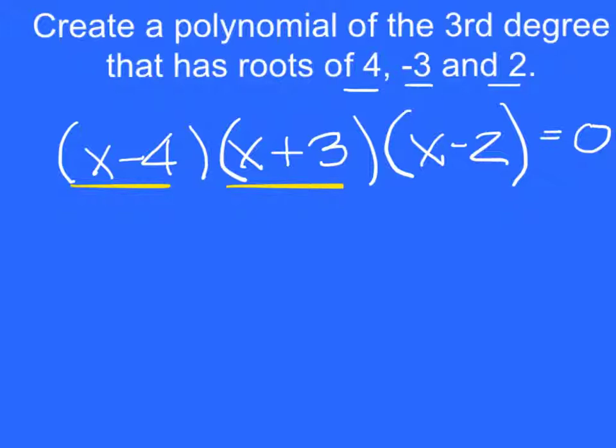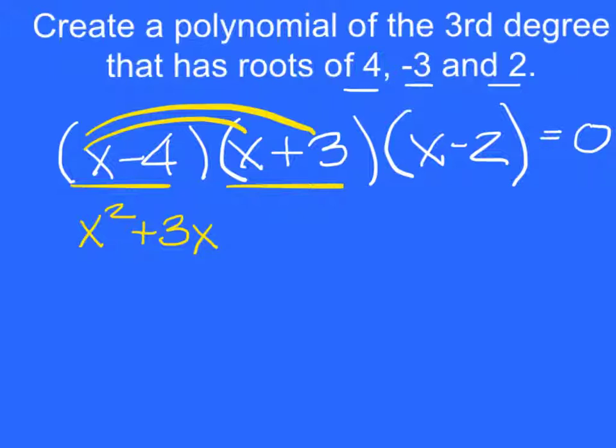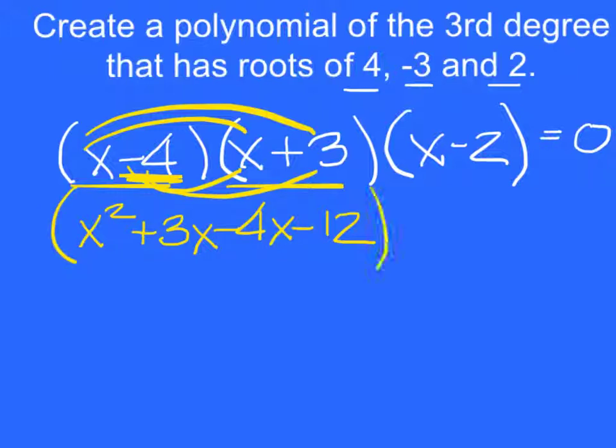using the FOIL method, first, outside, inside, last. That's x times x is x squared. X times 3 is 3x. And then shift to the -4. -4 times x is -4x. And -4 times 3 is -12. Now remember, that's in just one set of parentheses, and you still have x minus 2 out here to the right.